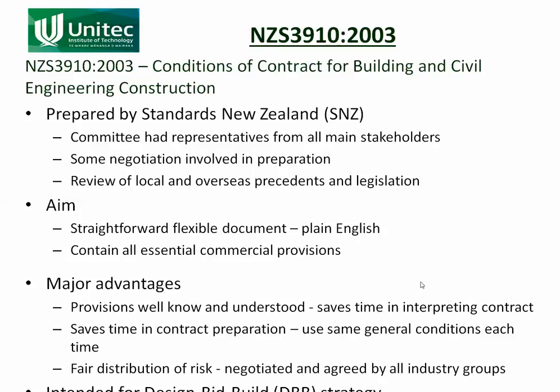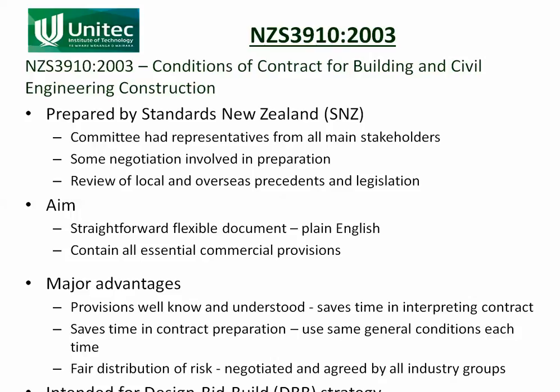Now, having said that, some councils and other organisations have modified NZS 3910 to give themselves more advantage. So they've moved the risk more towards the contractor. And there's some debate about that. The view is that they're probably resulting in having much higher prices being submitted because they're putting more risk on the contractor.